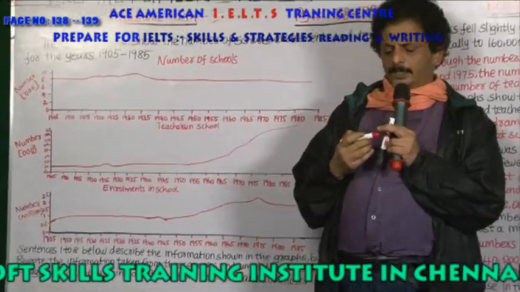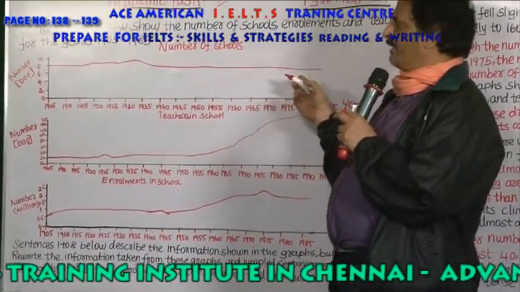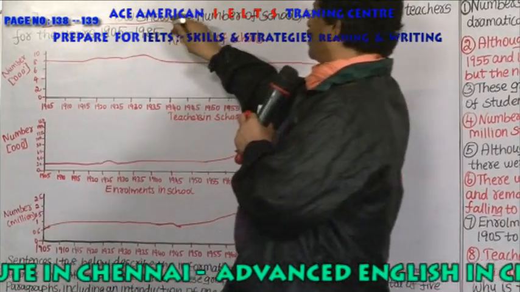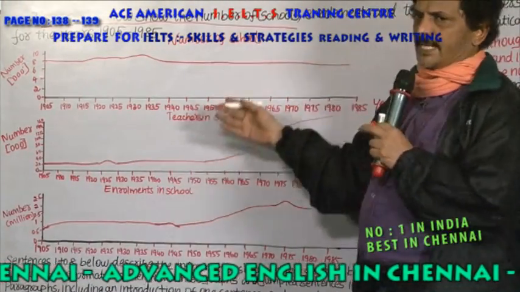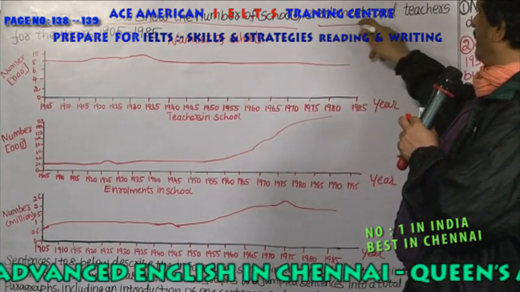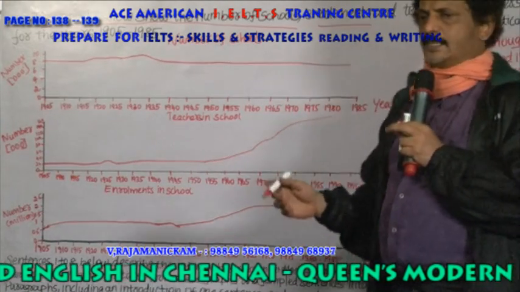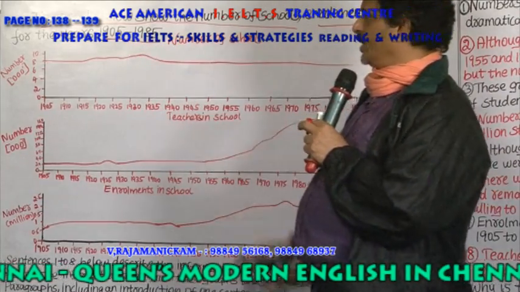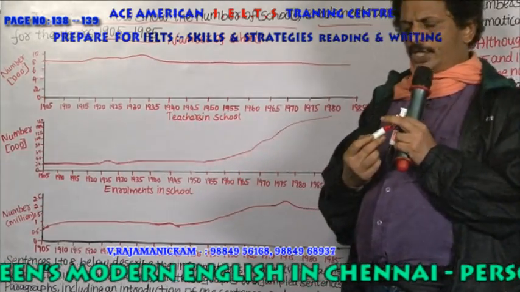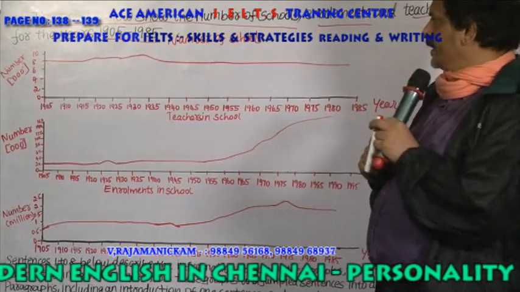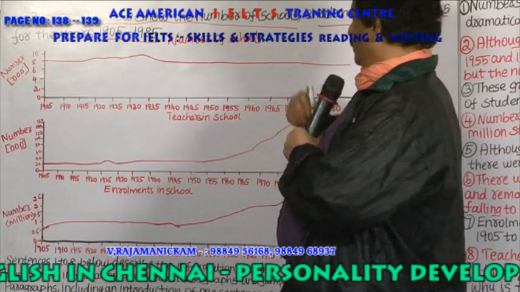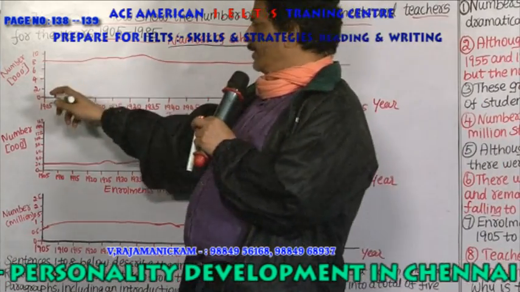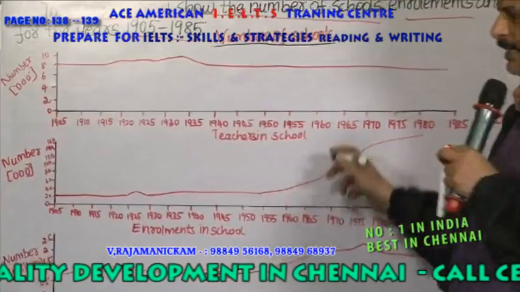Now, coming here, three graphs are given. The graphs below show the number of schools, how many schools there are, the number of enrollment, how many students have enrolled in the schools, and how many teachers there are from the year 1905 to 1985. Coming to the first graph, it is the number of schools. The x-axis is the same in all three graphs.